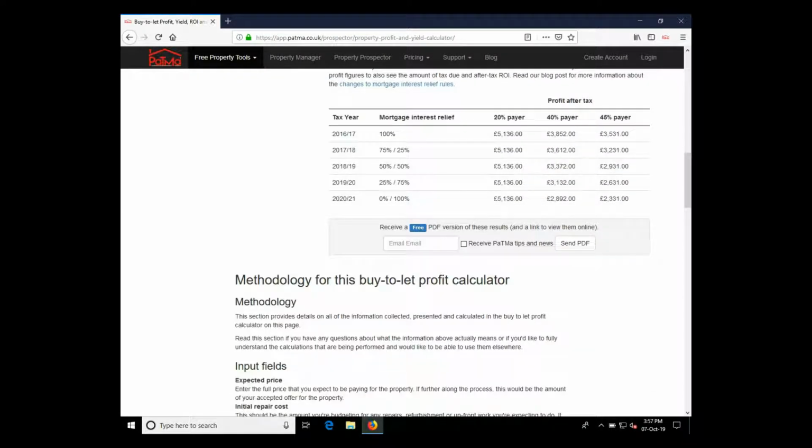If you'd like to get a copy of these calculations sent to you in your email as a PDF that you can keep or send on to other people, simply enter your email address in the box provided and click on Send PDF.